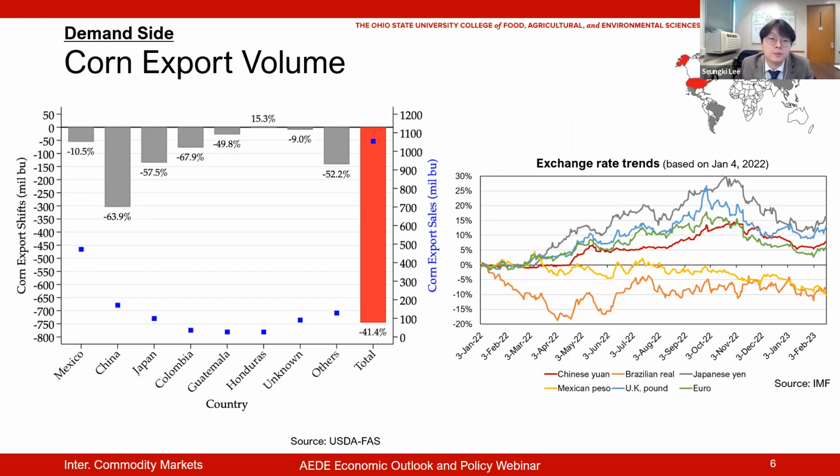In the corn market, there must be many reasons, but one thing I could pick was exchange rates. This is the exchange rate trend. Compared to early 2022, we can see many countries have very high exchange rates, meaning that their currency was cheaper. So from their perspective, all the commodities imported are becoming more expensive during the time. That is one reason they lost some purchasing power.